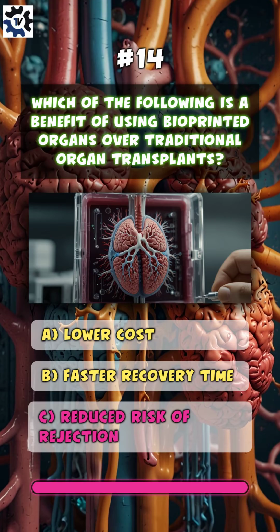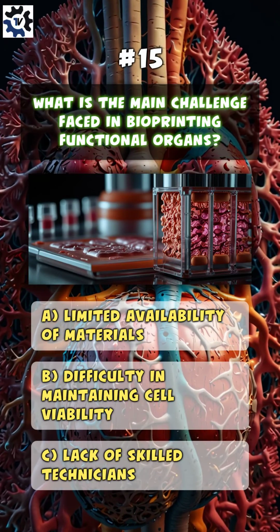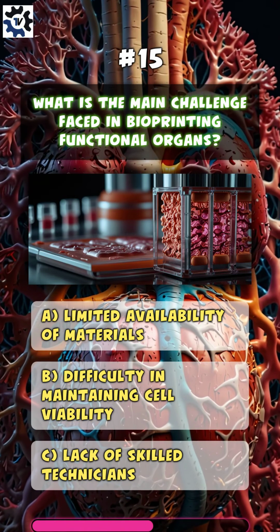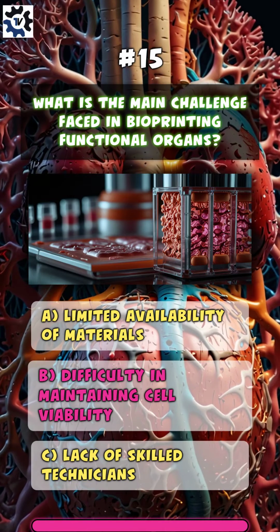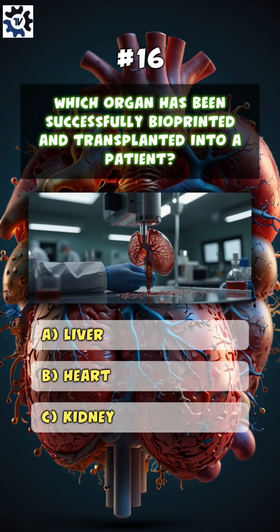C. Reduced risk of rejection. What is the main challenge faced in bioprinting functional organs? B. Difficulty in maintaining cell viability. Which organ has been successfully bioprinted and transplanted into a patient?